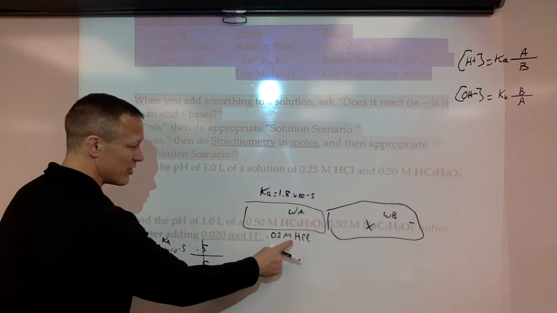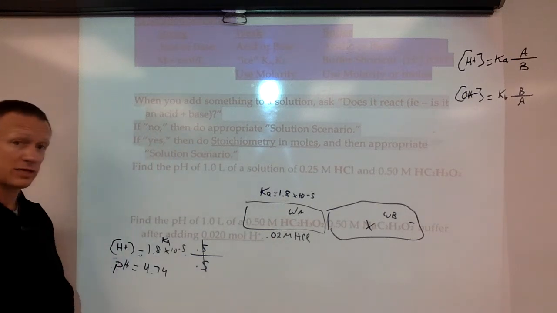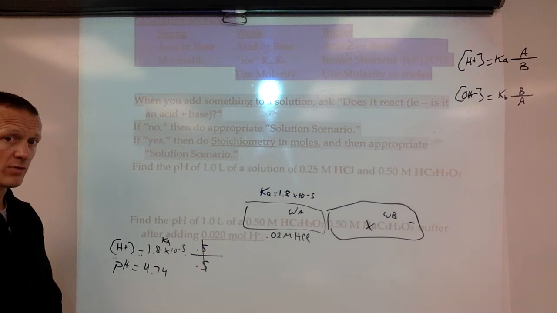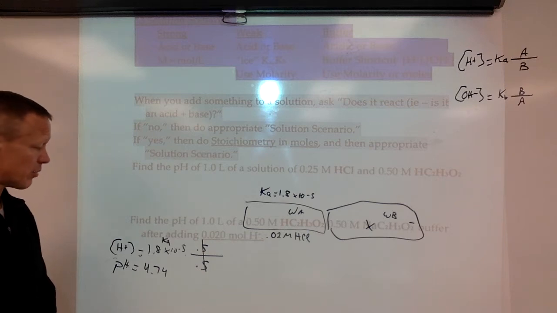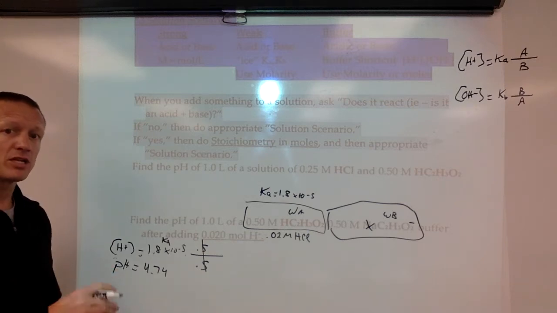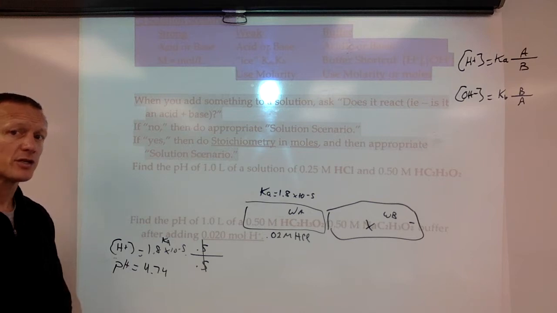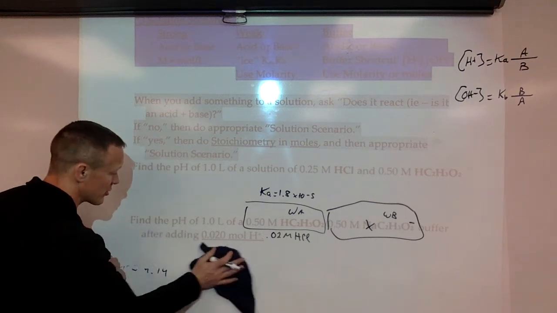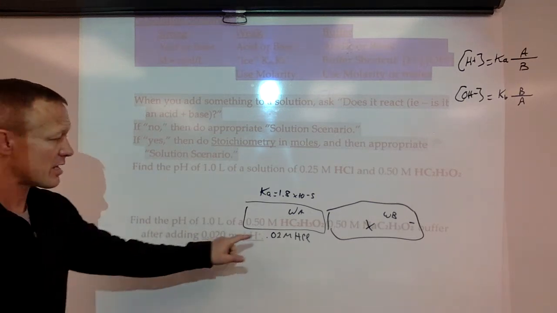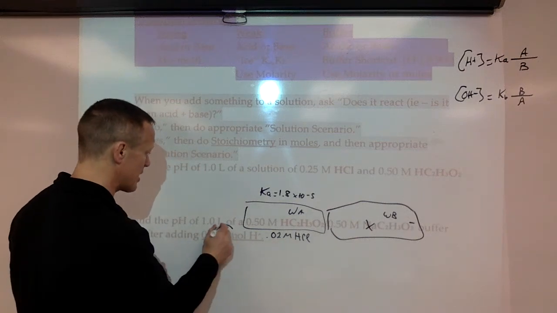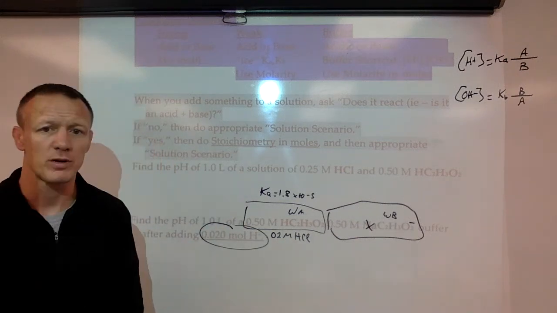Well, now we're adding some HCl to it. So that's going to make more H plus ions, which is going to make our pH go down a little bit. But it's a buffer, so a buffer resists a change in pH. Okay, so now we need to write a reaction. So our reaction is this. If we add H plus ions, we've got to think about what the H plus ions will react with.